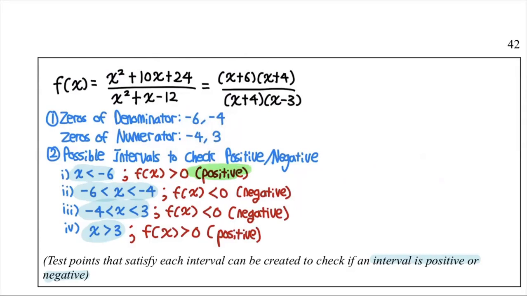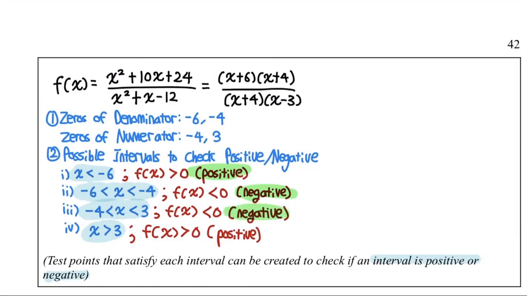We can do the same thing for the rest. For our second interval, we can set our test point as -5, and if we plug in, we'll get a negative value. So we can conclude that in that interval, our function values are negative. We can do the same thing with the third interval. What is a test point that is in between -4 and 3? It can be something like 0, right? So if we plug in 0 to our function, we will be getting a negative function value.